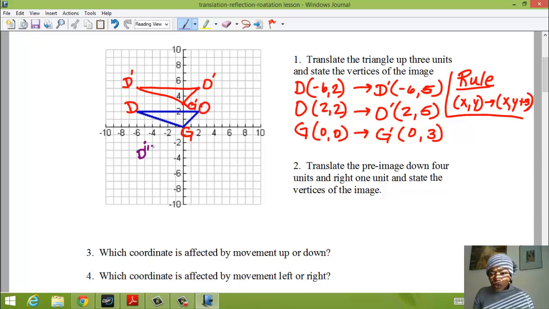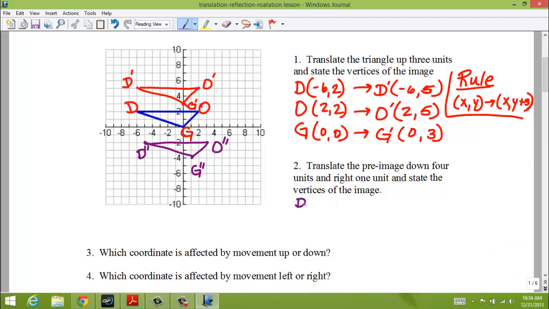All right, so we're doing down 4, right 1. From each point, I'm going to go 1, 2, 3, 4, right 1. Right here, this would be O double prime. And then from G, I'm going to go down 4, right 1. And this would be G double prime. At which point, once again, I'm going to connect my dots the best way that I can. And so let's go ahead and state the vertices.